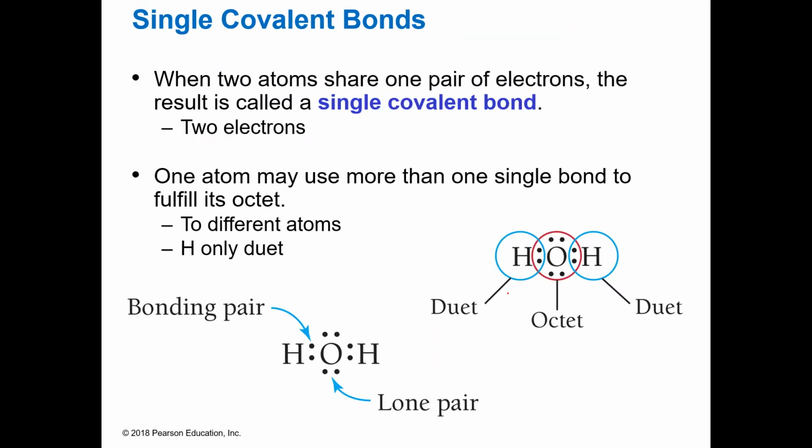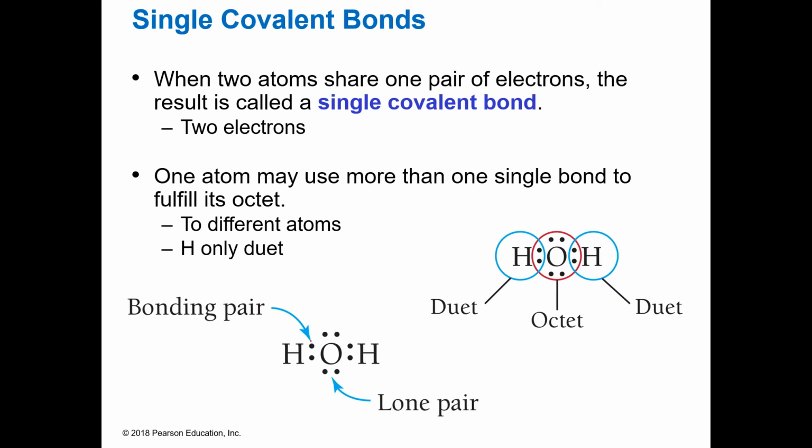All right, there's three different types of covalent bonds that can be formed. That is a single covalent bond, a double covalent bond, and a triple covalent bond. We'll start with the single. A single covalent bond is when two atoms share one pair of electrons. Okay, and so we actually see that here with water.